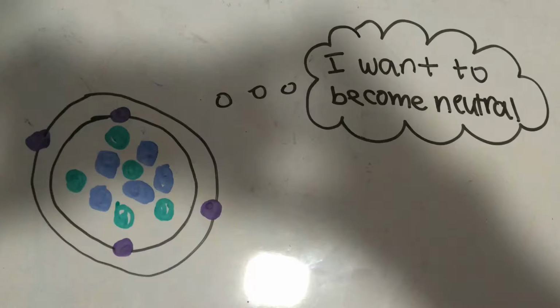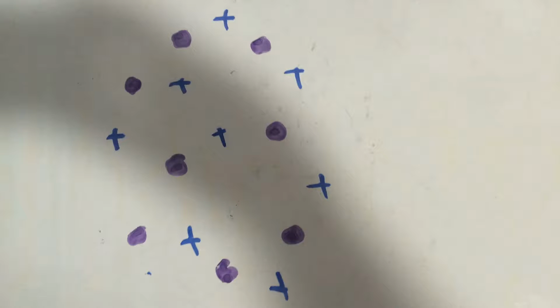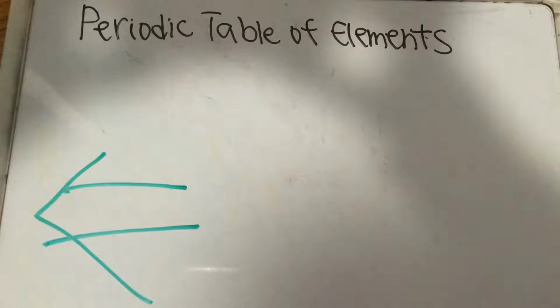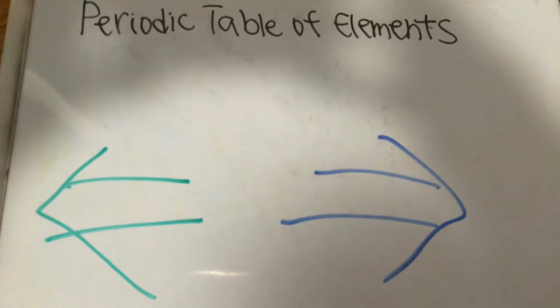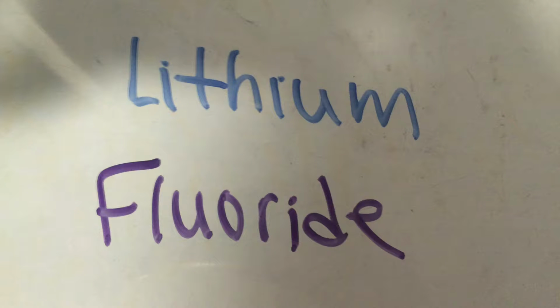Ionic bonds are bonds where atoms give or take electrons so they can reach a full valence shell. Most elements have ionic bonds if they're on opposite sides of the periodic table. The donors are on the left side and the acceptors on the right. An example of this is lithium and fluorine making lithium fluoride.